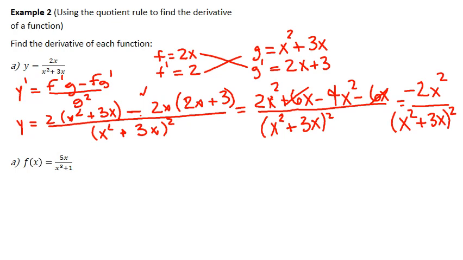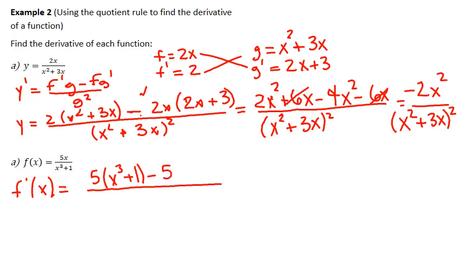The second example I'm going to try to do without writing out f and g. So here we go, f prime of x. So my derivative is going to be the derivative of the numerator. The derivative of 5x is 5 times the denominator unchanged, minus the numerator unchanged times the derivative of the denominator all over the denominator squared.